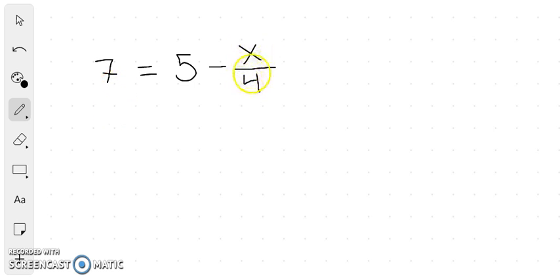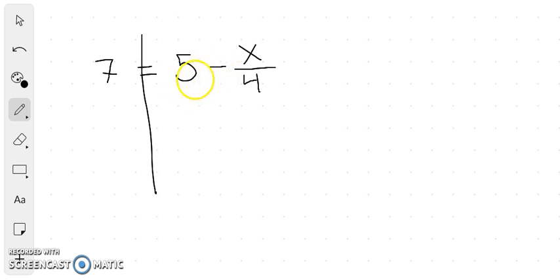So we have x divided by 4 here, and then the 5 minus the x divided by 4. We want to do this 5 first. Usually it's the number that's furthest away from the variable, but still on the same side. 7 is very far away from x, but it's on the opposite side. So we want to start with the 5 and do the opposite of this 5.